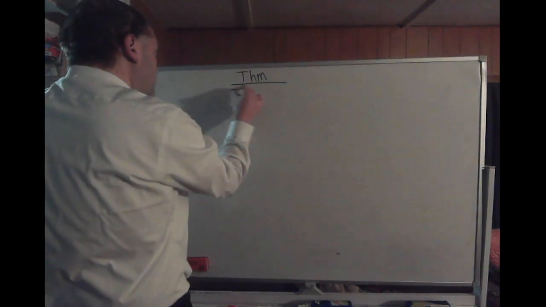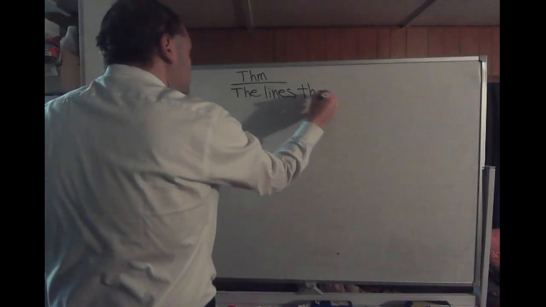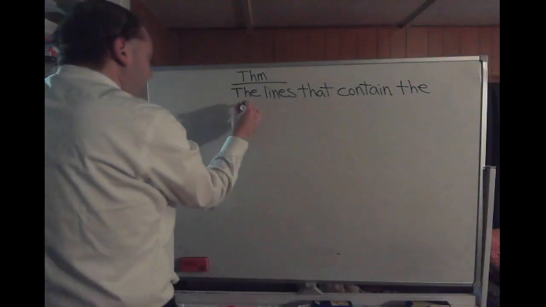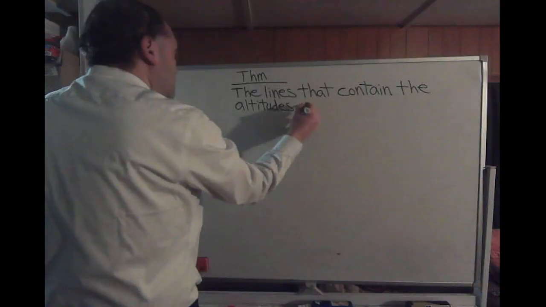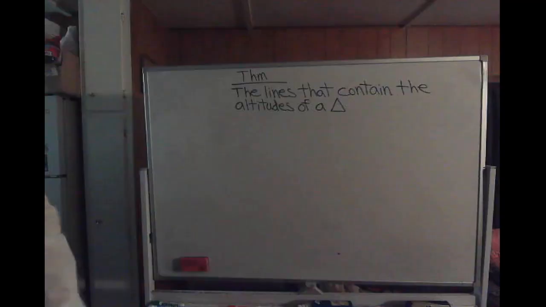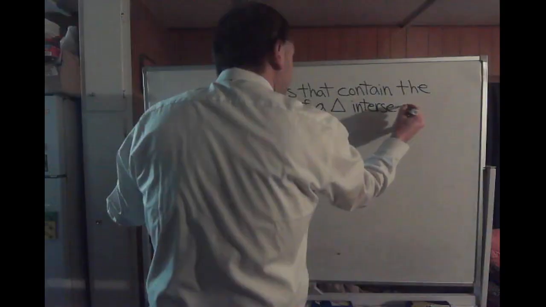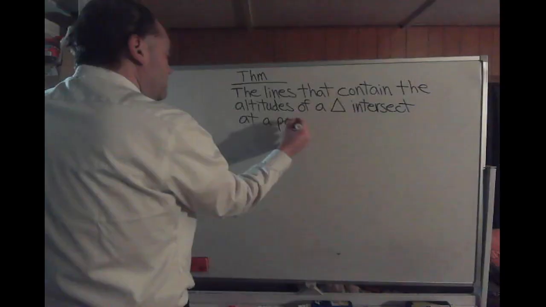This one's a really short one. The lines that contain the altitudes of a triangle intersect at a point. That's all this theorem states.